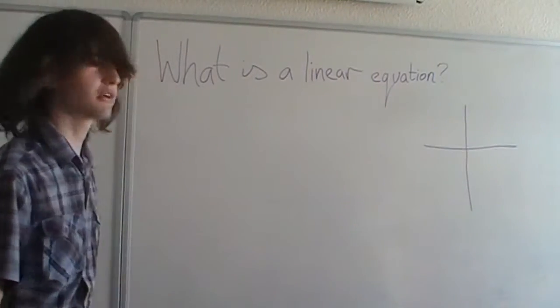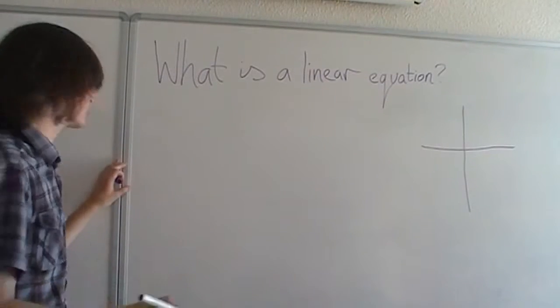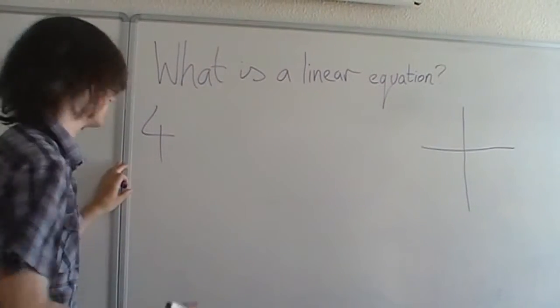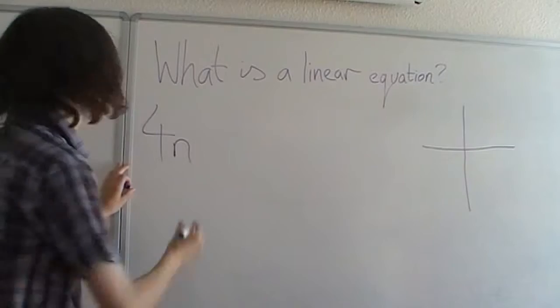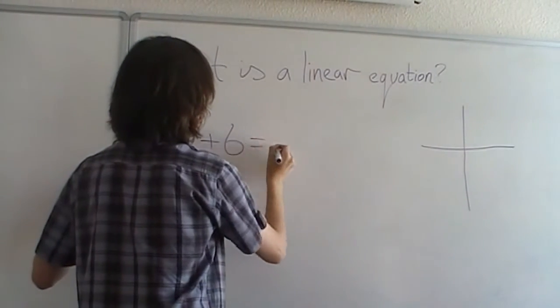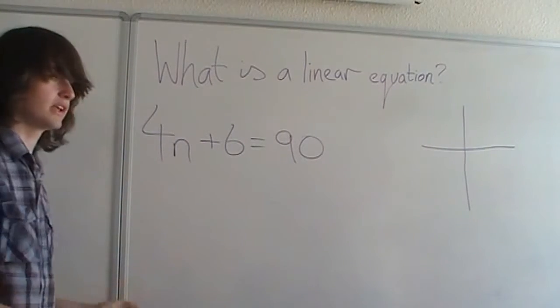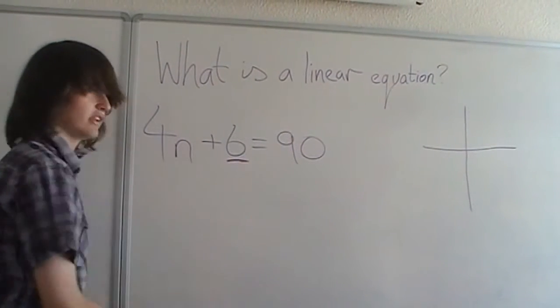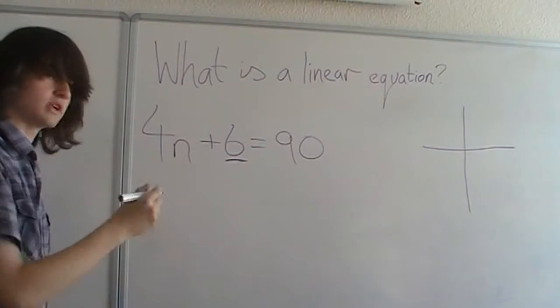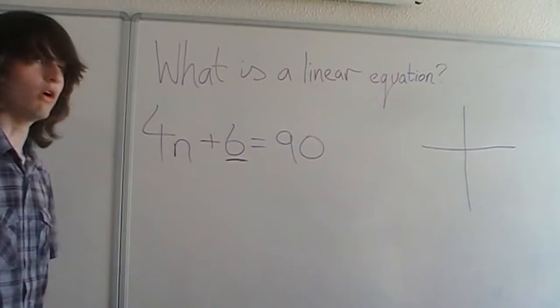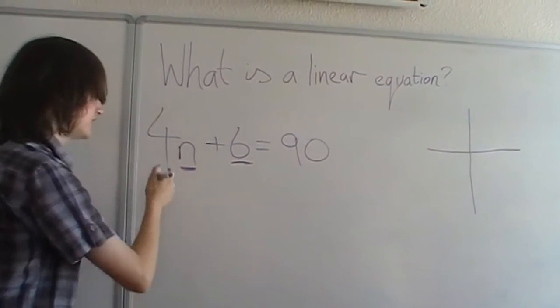Alright, so what is a linear equation? Well, let's relate this back to the last question, where we came up with 4n plus 6 equals 90. And in a linear equation, all of its terms will either be a constant, and in this case the constant here is 6, because the value of it is known, or a variable. The variable in this case is n.